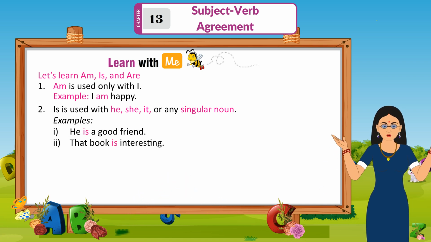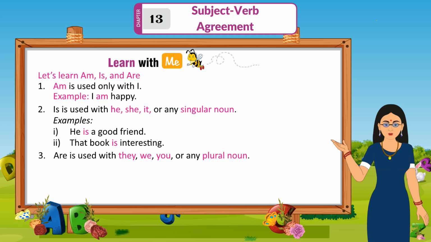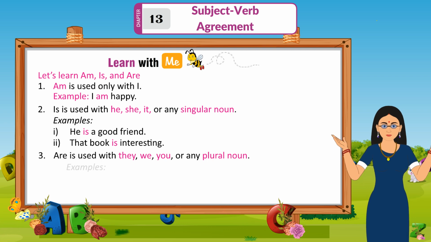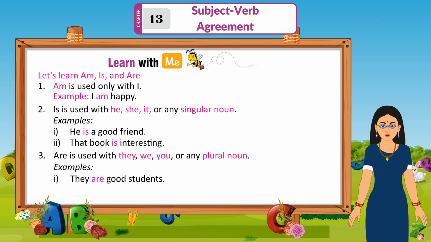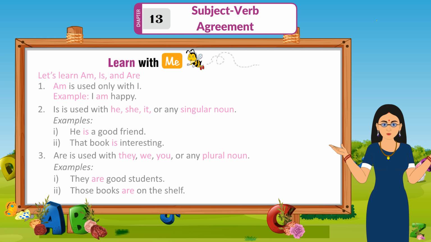That book is interesting. 3. Are is used with they, we, you or any plural noun. Examples, they are good students. Those books are on the shelf.